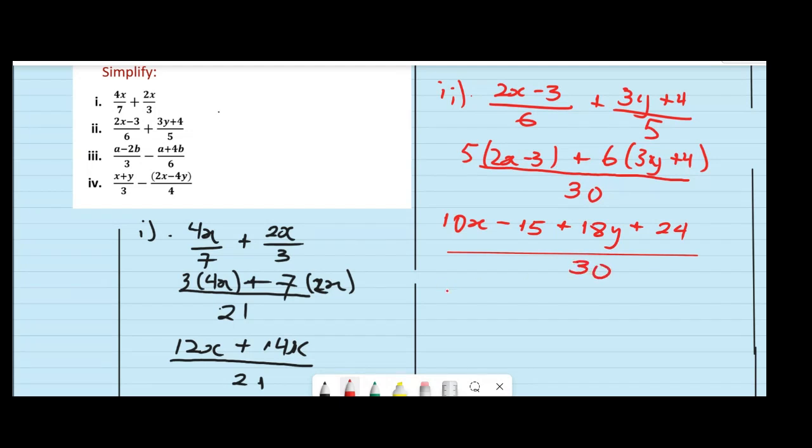All right, so let's continue from there. Then we can group like terms here. You can see that negative 15 and 24, they are like terms that we can simplify. So let's group like terms. So we can collect like terms here, and that's going to give us 10x has no partner, so we just write the same thing. So you have 10x, you have negative 15 plus 24, and then plus 18y. So that is what we're going to get all over 30.